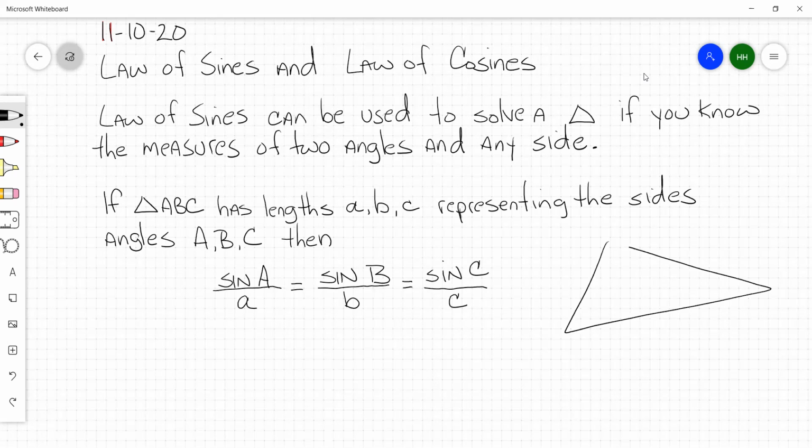And that's for a triangle with sides lowercase a, lowercase b, and lowercase c. And what the law of sines does, it simplifies the entire triangle into a proportion problem.